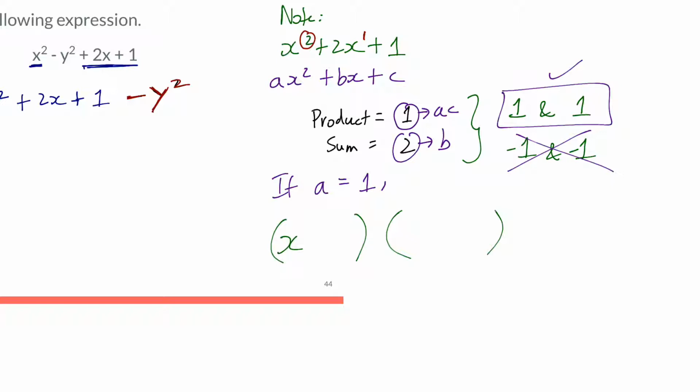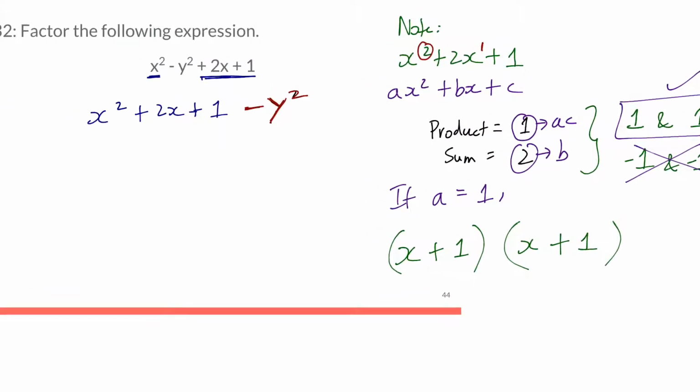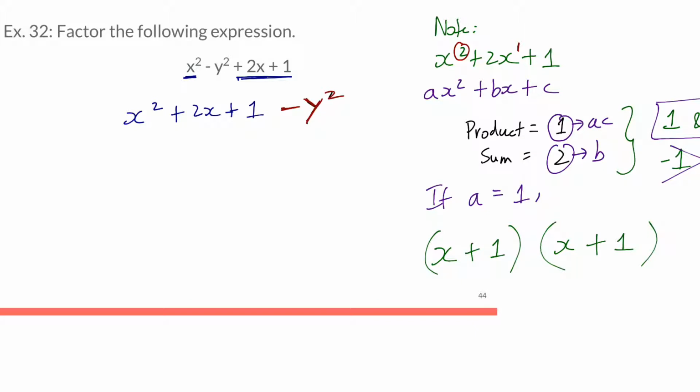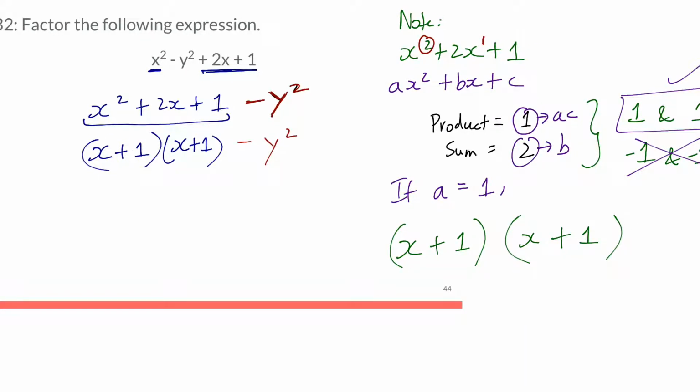So there's going to be an x in both of these brackets, and the two numbers you thought of end up here. So I could write x plus 1 and x plus 1 again. And that's because both of my numbers were positive 1. If any of them were negative, there would be negative signs here. So long story short, the blue expression over here can be factored into x plus 1 times x plus 1. Is that okay so far? Any questions about that?